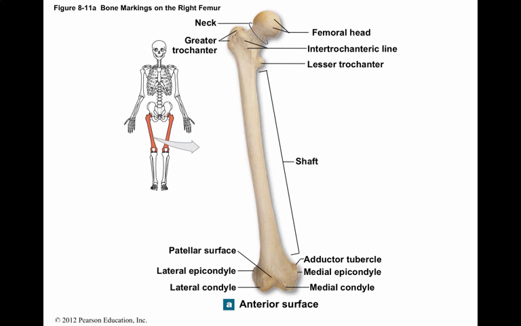This is an anterior view of the femur. The femur is the longest and heaviest bone in the body. It articulates with the hip bone at the hip joint and with the tibia of the leg at the knee joint. The rounded epiphysis is called the femoral head, and it articulates with the pelvis at the acetabulum.